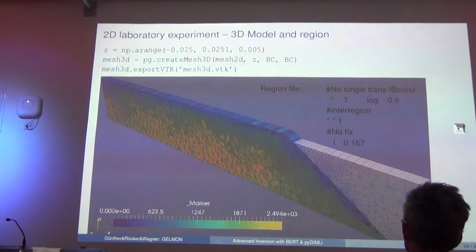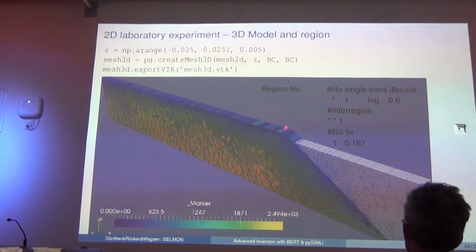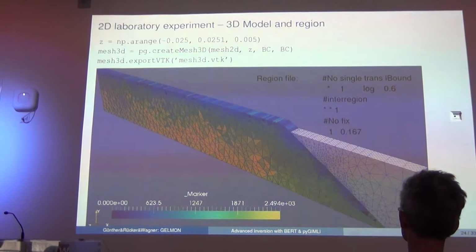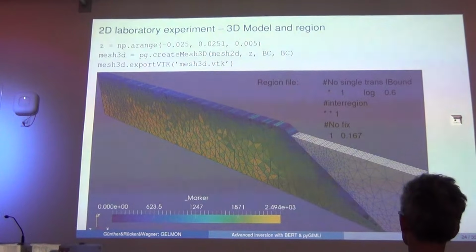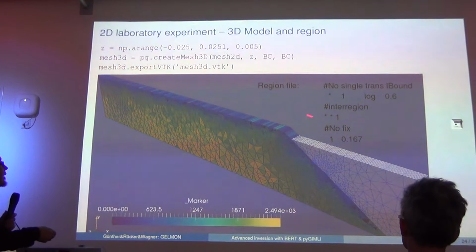You have the conductivity meter in the water, so that's what you should use. But you also have all those different markers. So I'm displaying the marker. All those triangle prisms lying behind each other have the same marker, so they can easily be used as one item in the inversion. That's what I'm doing in the so-called region file.